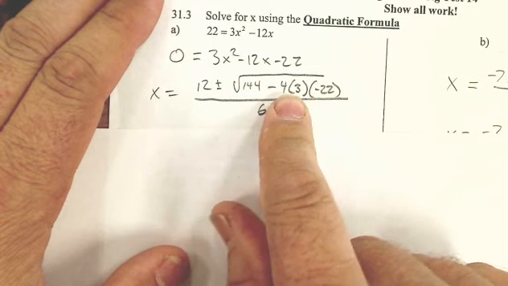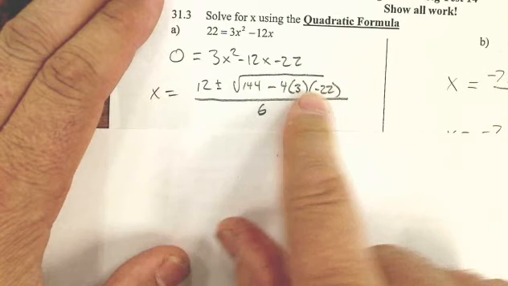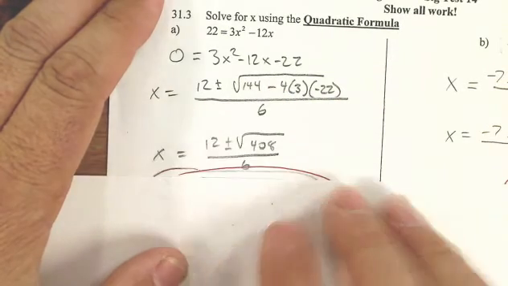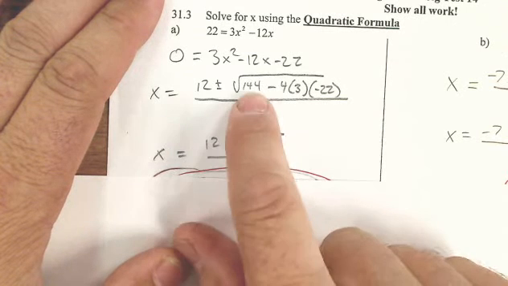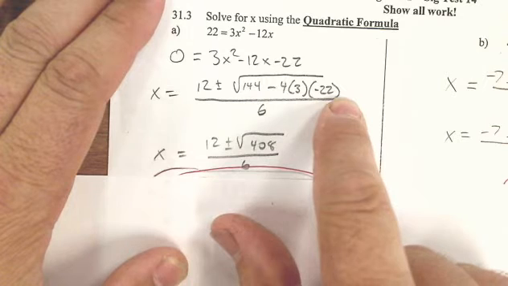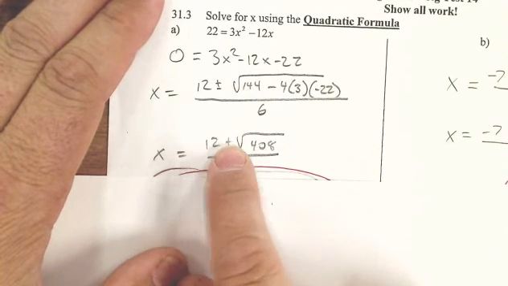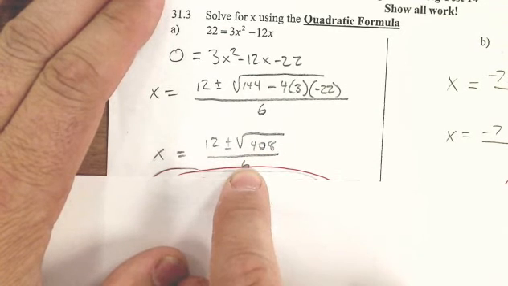So that's 12 times 22, but a negative times a negative will make this end up being positive. So that's how I ended up with the 408. You had 144 plus all that stuff multiplied together. Then you just slam that in your calculator. You go 12 plus the square root of 408, hit equals, then divide by your 6.